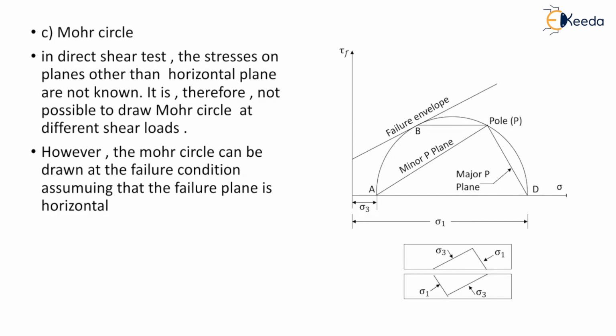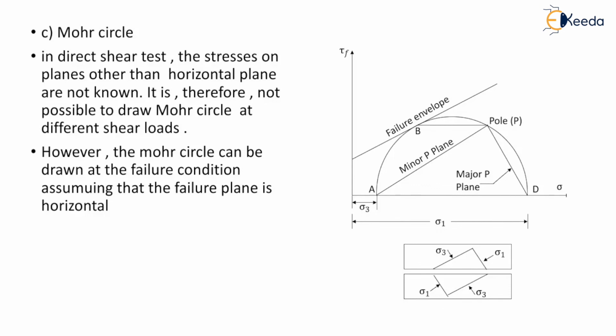Here in the above figure, we can see a Mohr circle is drawn with point A indicating minor principal stress sigma 3, point D indicating major principal stress sigma 1. The Mohr circle touches the failure envelope at point B. A horizontal line is drawn from point B, which intersects the Mohr circle at point P, which is pole, that is origin of plane. So, AP represents minor principal plane and PD represents major principal plane.